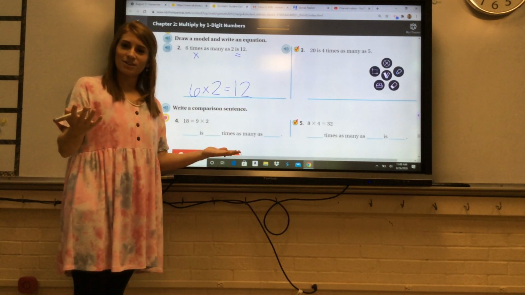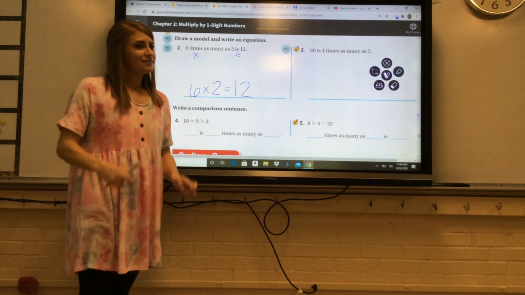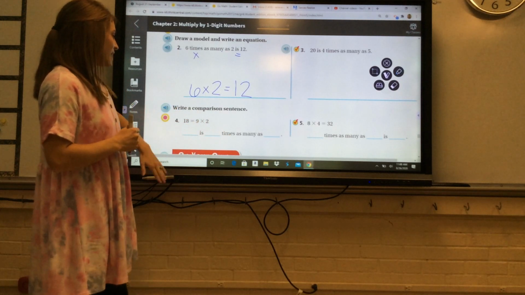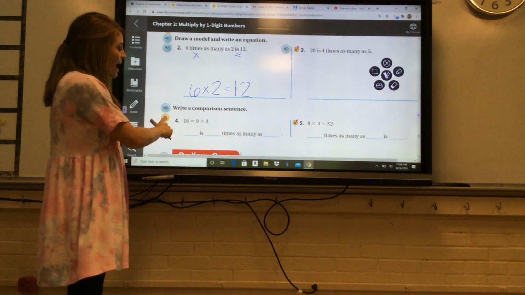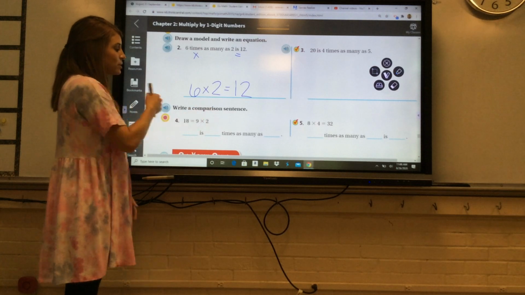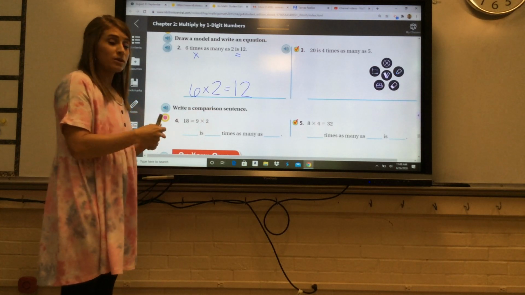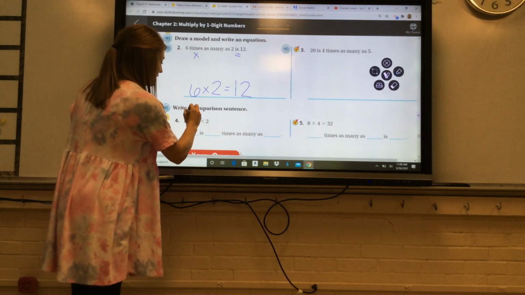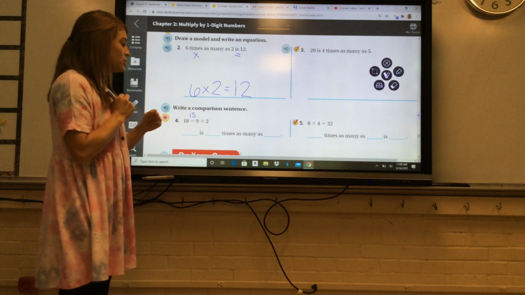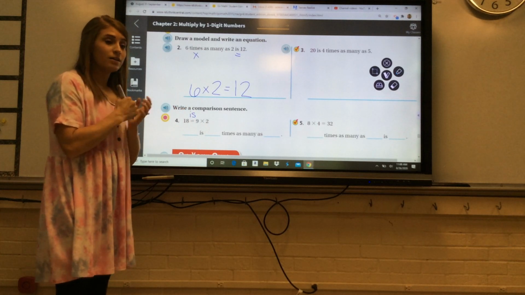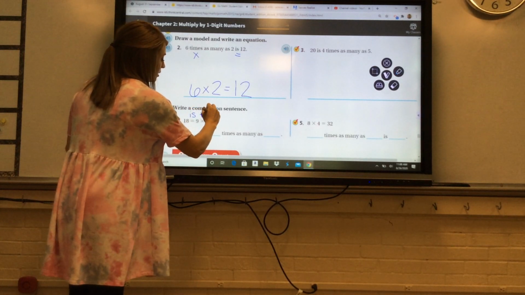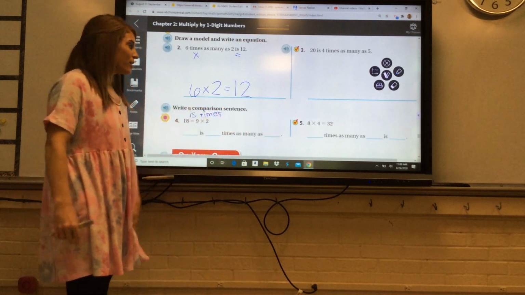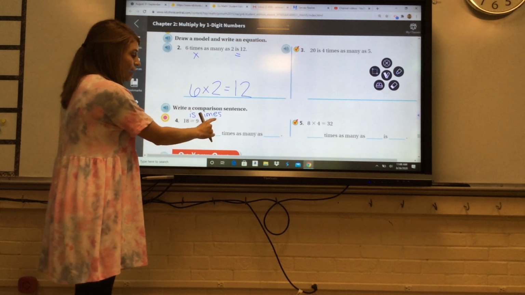See? Good job, guys. Is it getting easier? Oh, I hope so. All right, and then we're going to do number 4 as our last example. It says to write a comparison sentence, 18 equals 9 times 2. All right, so we know that when we see an equal sign, we can think of the word, right, is. And when we see a multiplication symbol, we can think of the word times. Very good. All right, and then remember, we just put those numbers in the same order. So 18 equals 9 times 2.